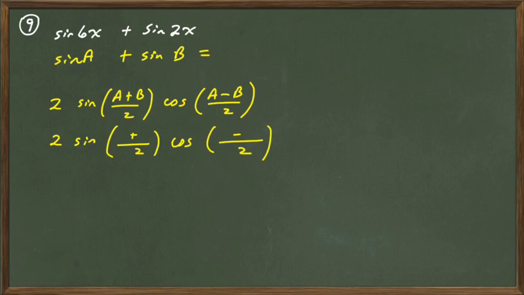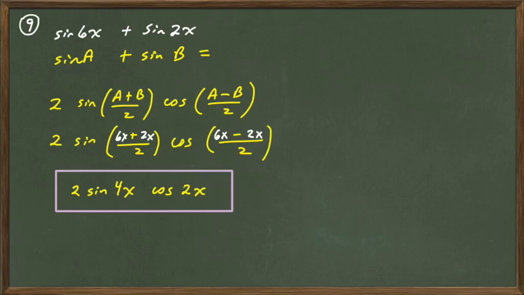And I'm going to fill in. A is what? 6x. What is B? 2x. So what does this make this? 2 sine of, what's 8x over 2? Would that be 4x? Cosine. What's 4x over 2? 2x. And I believe this would be their answer for 9. Good luck.